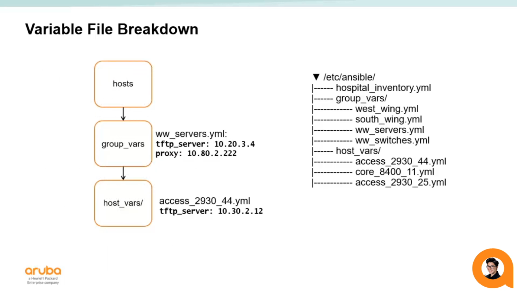Here's an example of the structure for variable files. Variables can be defined from the parent group all the way to the host variable file. Any variables defined in the host variable file will overwrite any preceding definitions. In this example, when a playbook is executed on the Access 2930 host, the variable TFTP server will have the value defined in the host variable file, but the proxy variable will have the value that was defined in the parent group.